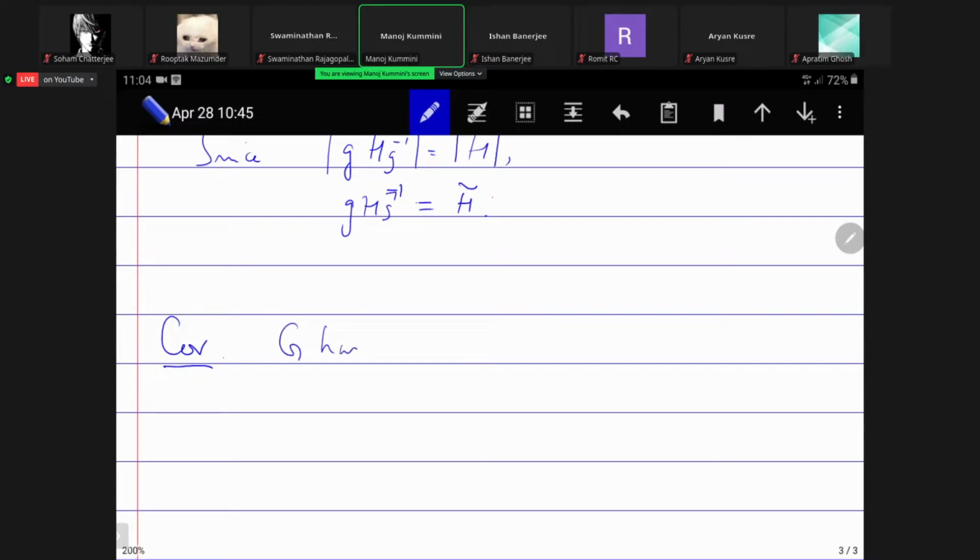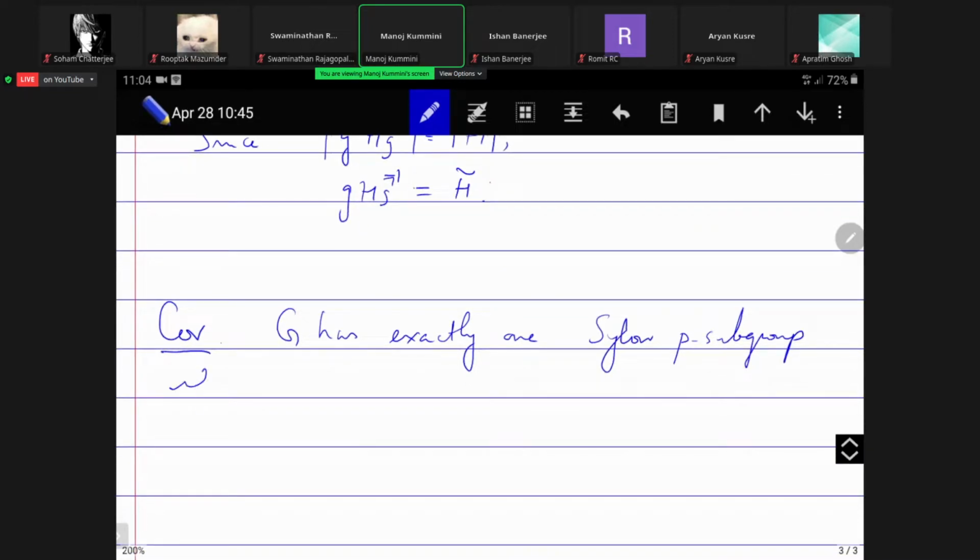G has exactly one Sylow P subgroup if and only if the Sylow P subgroup is normal.